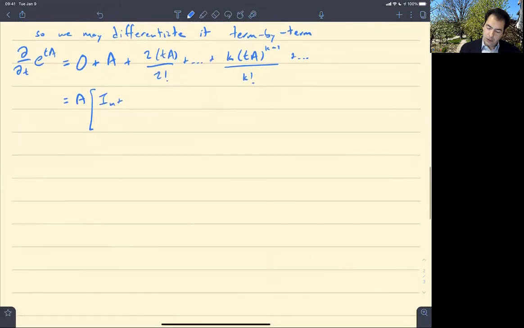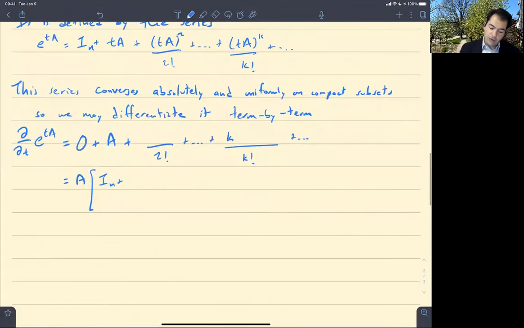Sorry, I did this wrong. This factor, I'm differentiating with respect to t, not ta. So the derivative of ta with respect to t is a. The derivative of ta squared with respect to t would be 2t a squared. And so on. Here, the derivative with respect to t would be k times t to the k minus 1, a to the k, and so on.